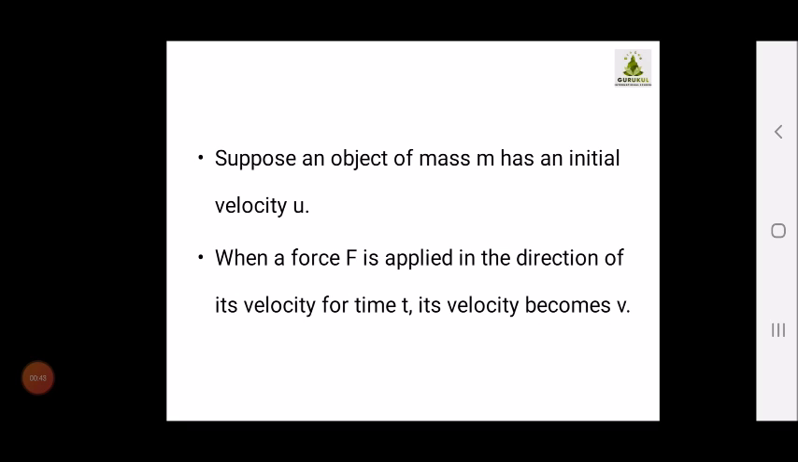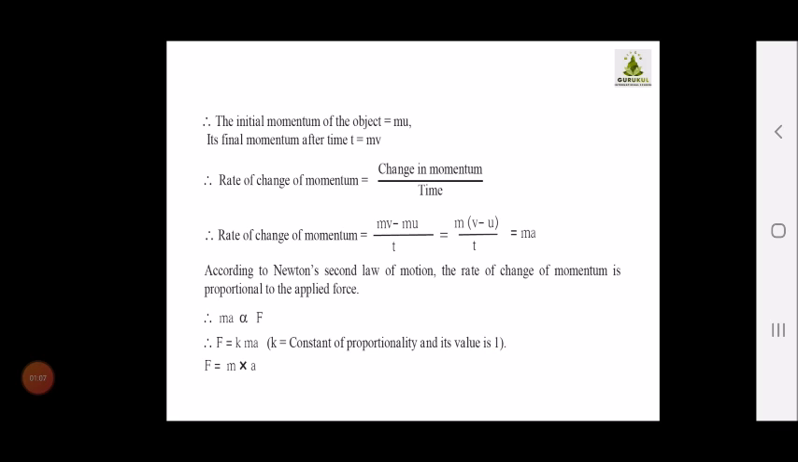Suppose an object has mass m and initial velocity u. When the force F is applied in the direction of the velocity for time t, its velocity becomes v. Now we will study how to derive the formula for Newton's second law of motion. Children, I want you all to take a notebook and write simultaneously as I explain these points.